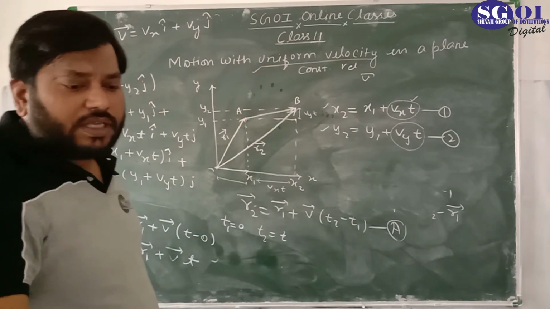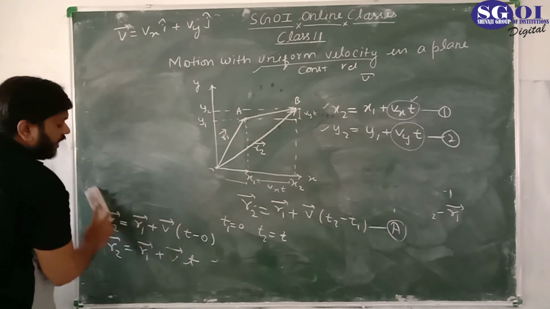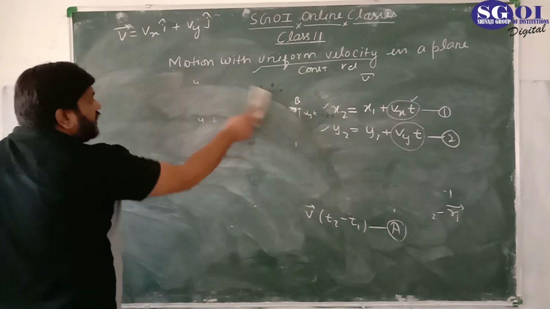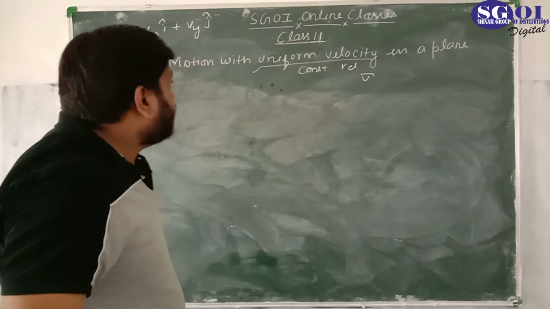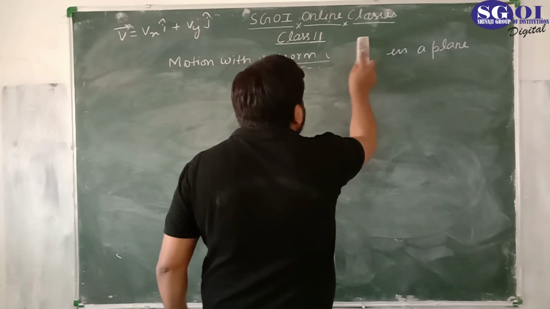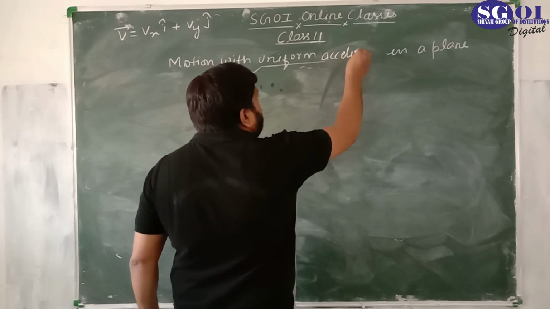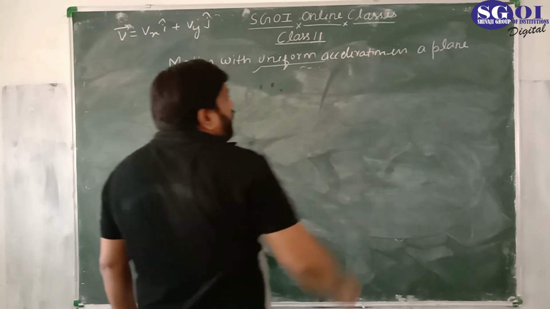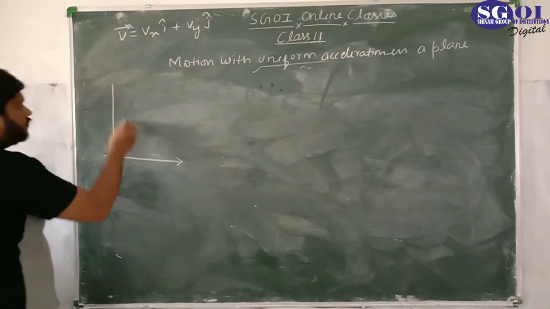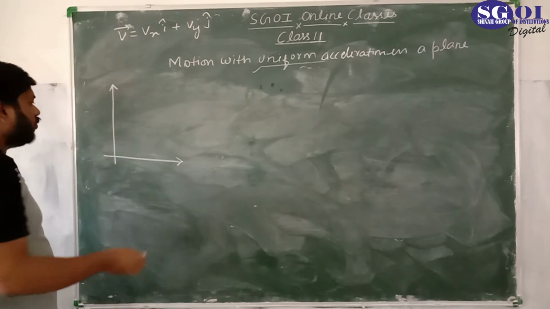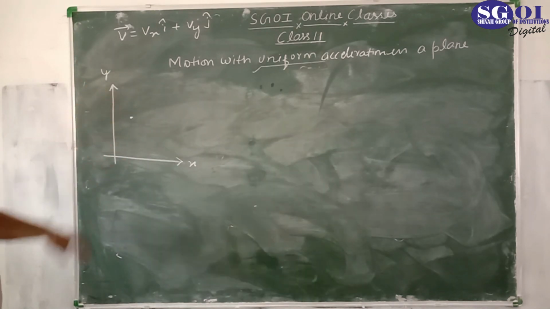Now we can see the case of uniformly accelerated motion. So the second topic is motion with uniform acceleration in a plane. Let's see. The same figure could be used to analyse the motion here.